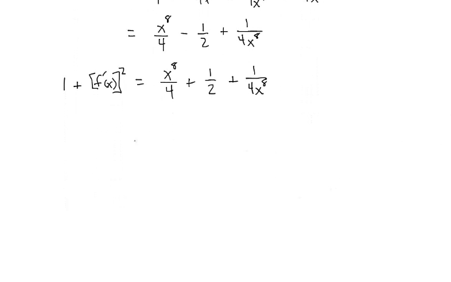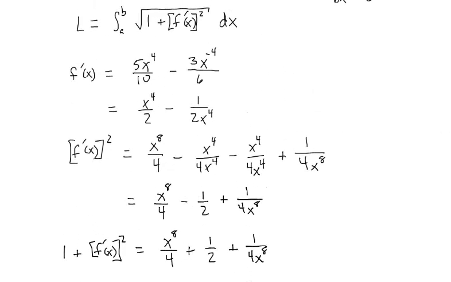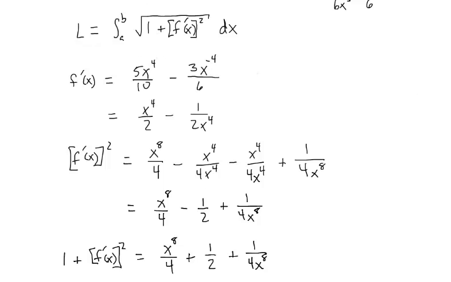And now I want to rewrite this, because this is also equal to x to the fourth over 2 plus 1 over 2x to the fourth, all squared. So what we just found is 1 plus f prime of x squared. If we look back at our original formula, it's the whole inside that we just found. We just found all of this.